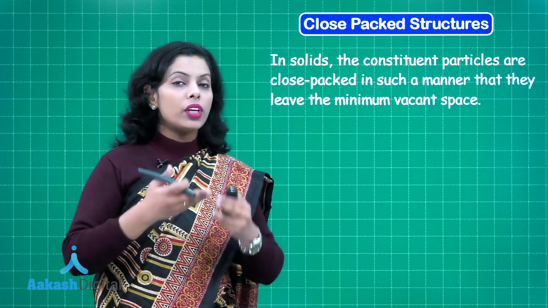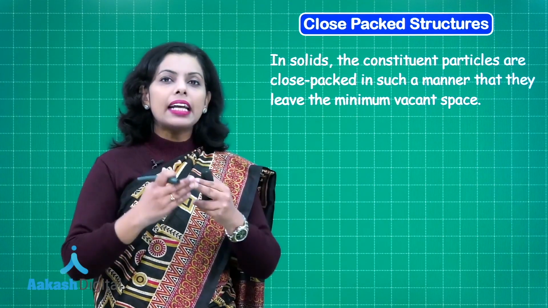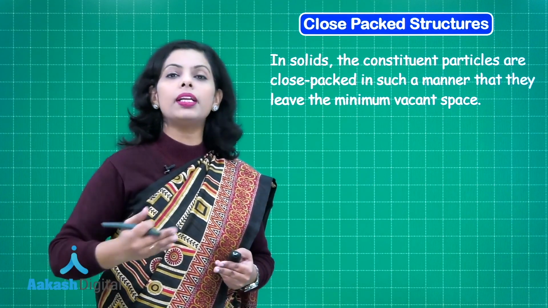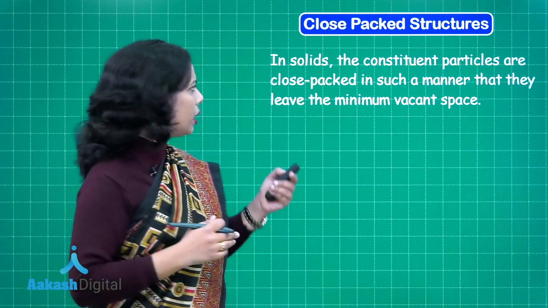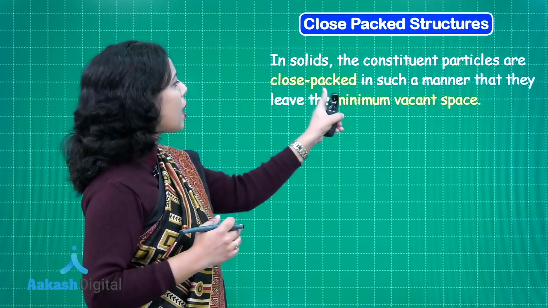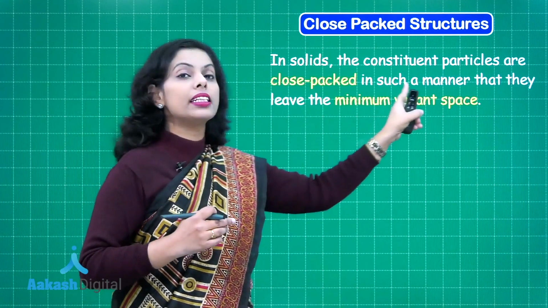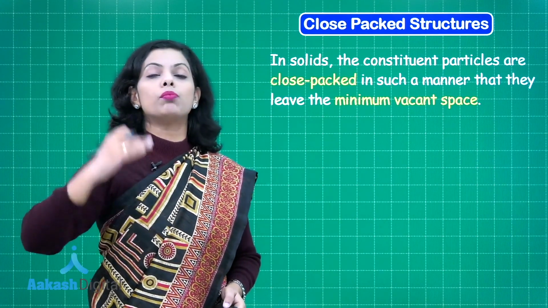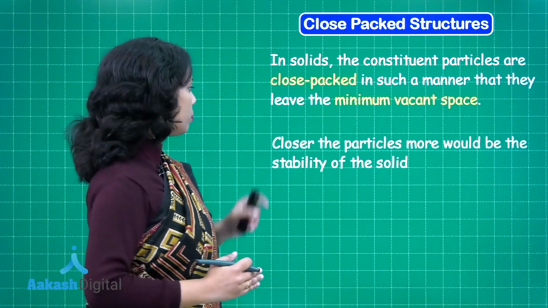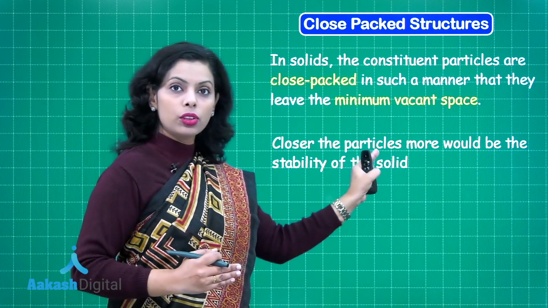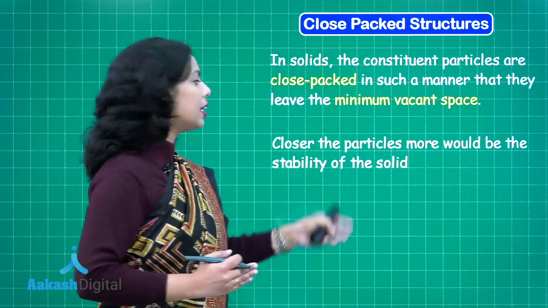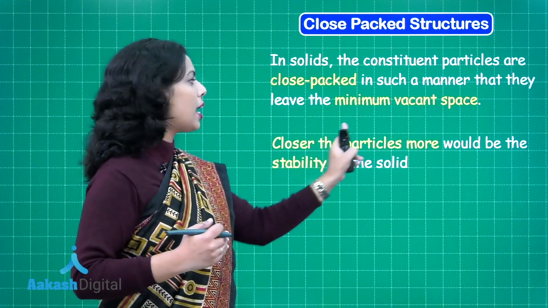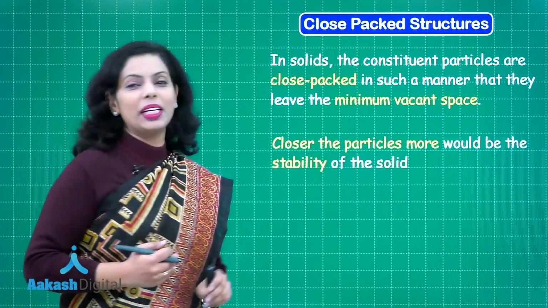In this part, we are just going to discuss how leaving the least vacant space affects the stability of the solid. So simply one thing you should know, that close packing results in minimum vacant space, and if minimum vacant space is there, it means more stability is there. So simply we can say the closer the particles in case of a solid, the more would be the stability of that particular solid. Again the point to remember: the closer the particles, the more the stability.